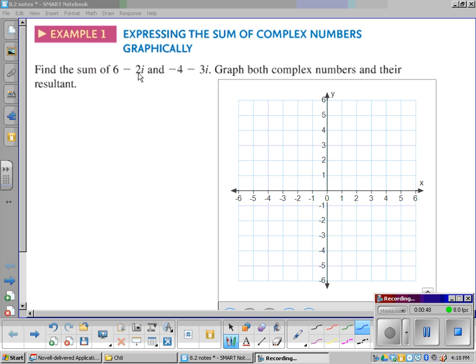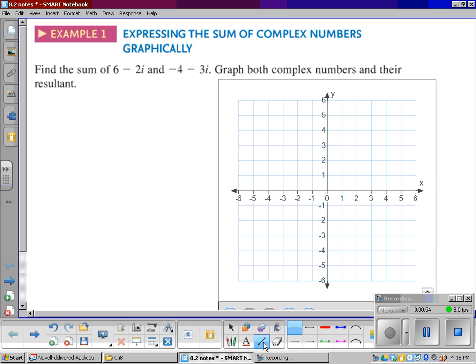6 minus 2i represents a single complex number, complex imaginary number, and we're going to graph the real part of that number on the horizontal axis or the x-axis, and we're going to graph the imaginary part, including the sign that goes in front of it, on the vertical or the y-axis. Okay, so here's what that looks like.